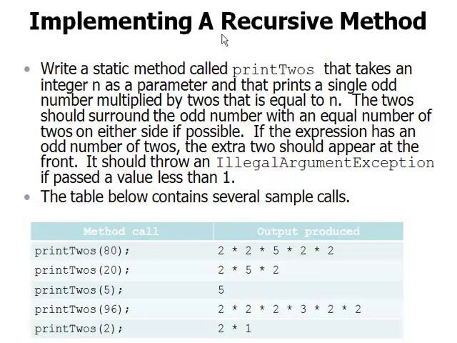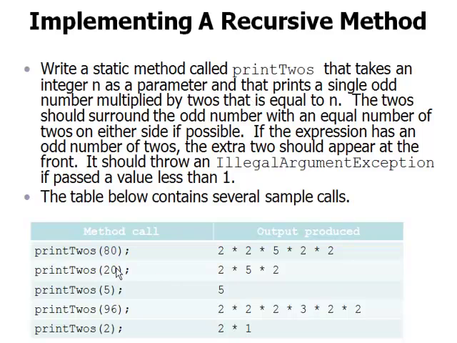This problem involves implementing a recursive method. We're asked to write a method called print2s that takes an integer n as a parameter and prints a single odd number multiplied by 2's that is equal to n. So we're showing n as a product of 2's and some odd number.